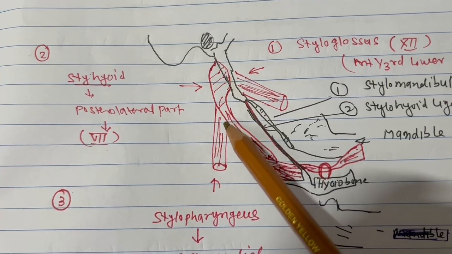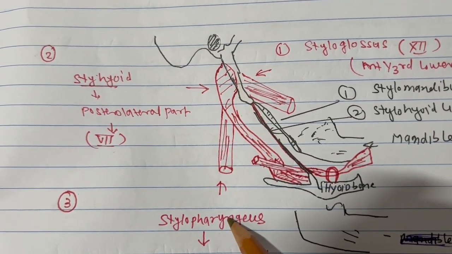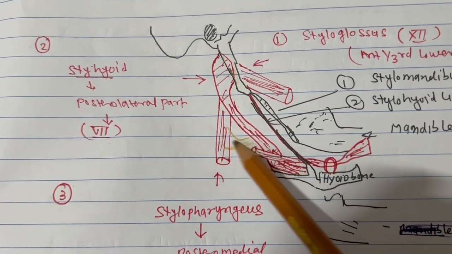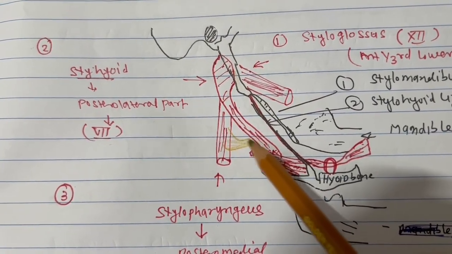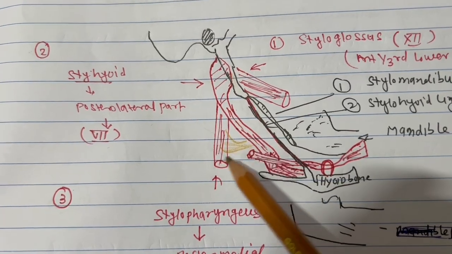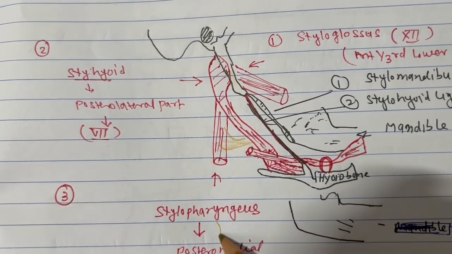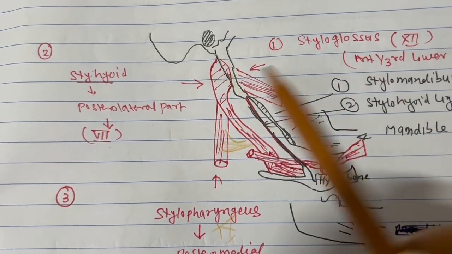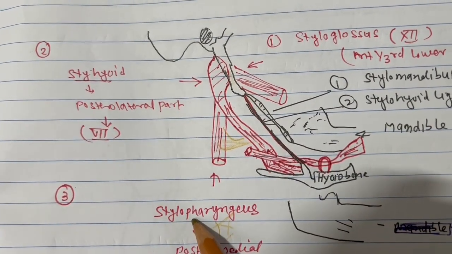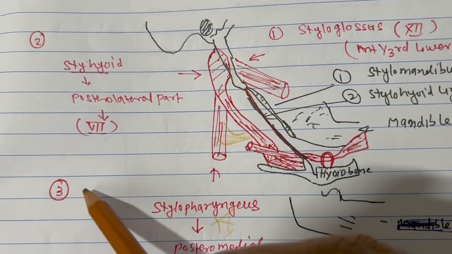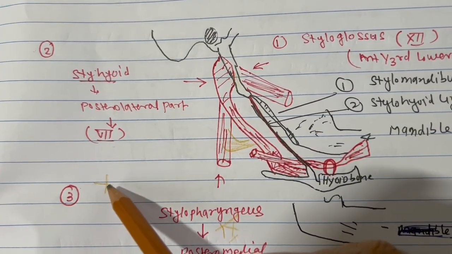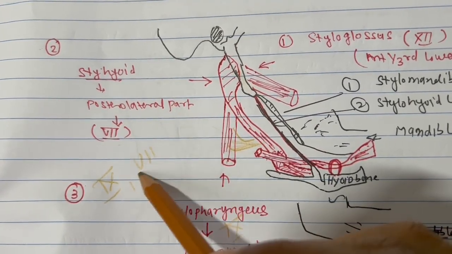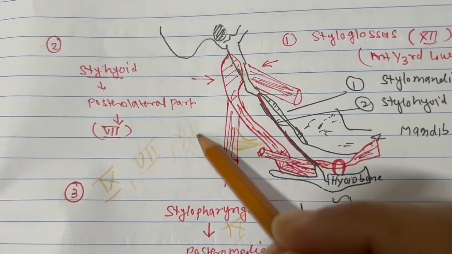The third muscle, anteromedially, is the stylopharyngeus. That muscle goes like this in the pharynx, parapharyngeal space, and inserts on the pharyngeal wall. That is supplied by the ninth nerve. So three muscles: styloglossus, stylohyoid, and stylopharyngeus. So the nerves will be ninth, seventh, and 12th.